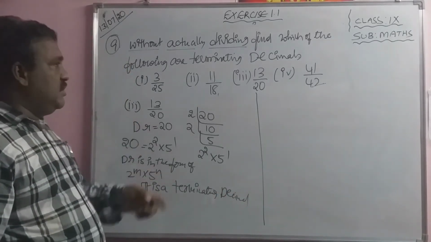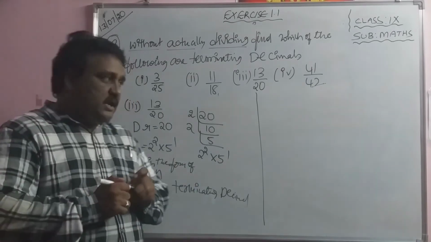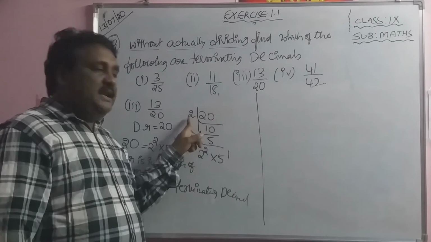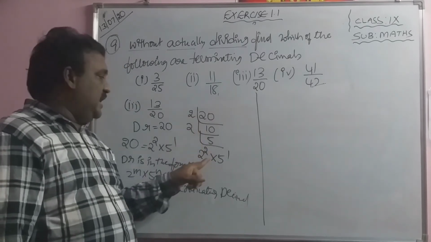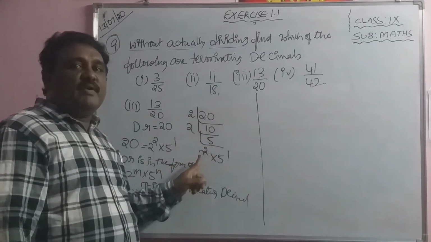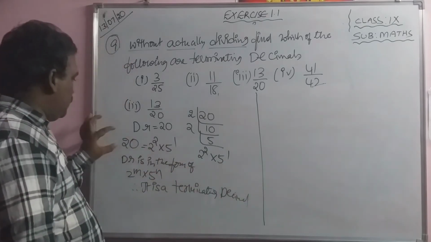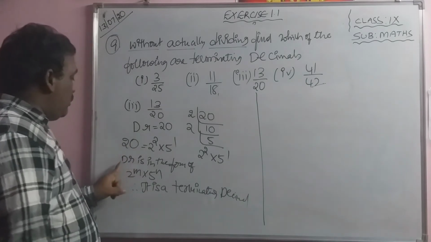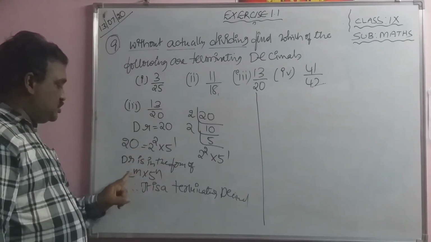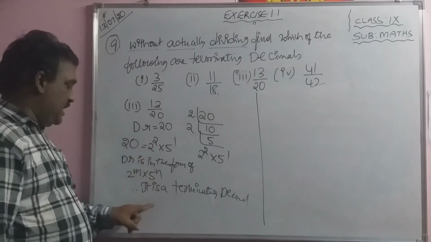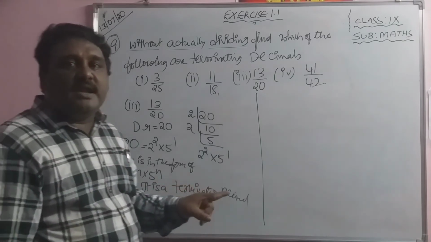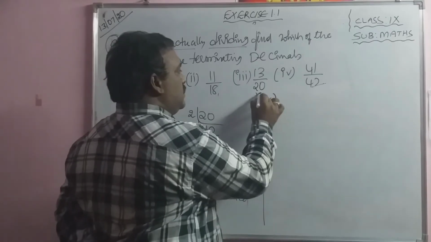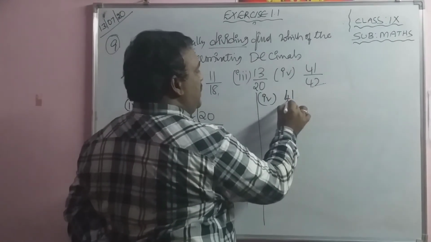See again, what is the denominator? 20. Do the rough work. 2 table 10 times. 2 table 5 times. What we get? 2 square into 5 power 1. So 20 equal to 2 square into 5 power 1. Denominator is in the form of 2 power m into 5 power n. Therefore, it is a terminating decimal. Fourth one, 41 by 42.